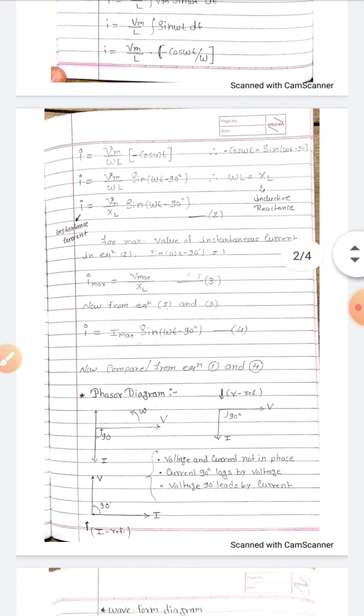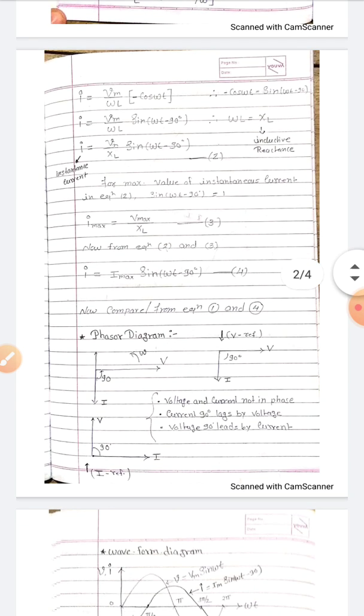Now draw the phasor diagram. We know that in a purely inductive circuit, voltage and current are not in the same phase. It means the instantaneous voltage and instantaneous current have a phase difference. That phase difference is minus 90 degrees. The minus sign represents lagging nature.